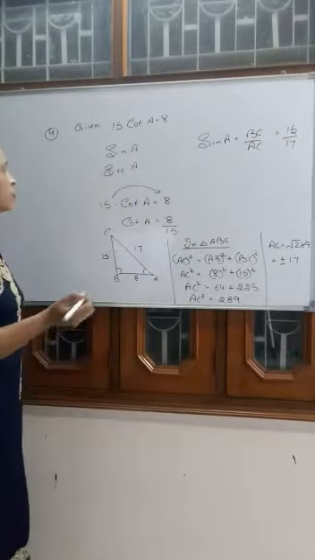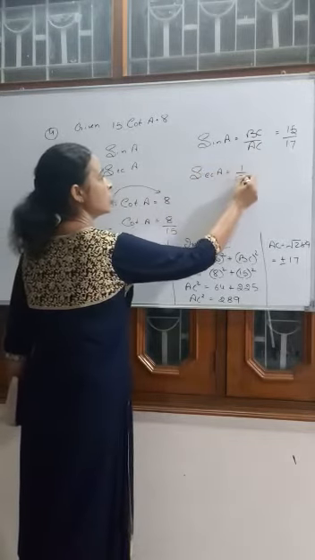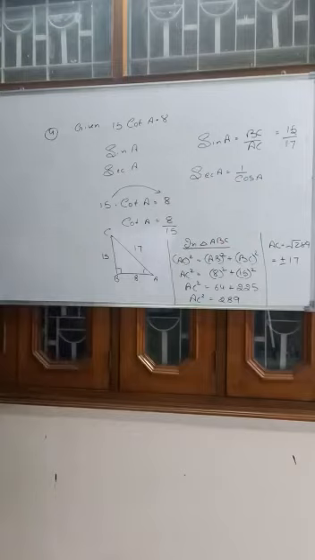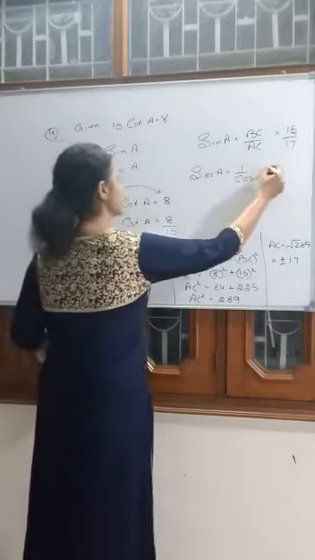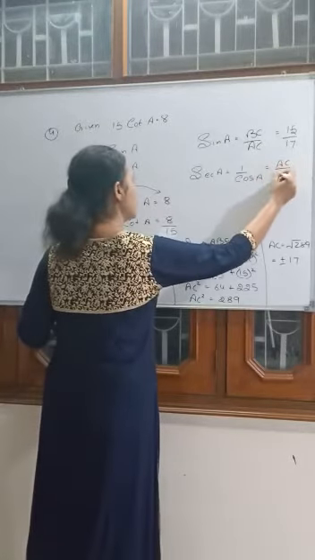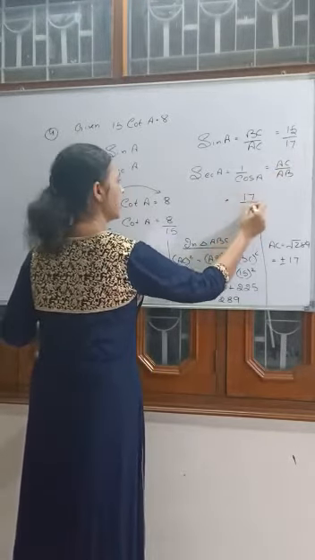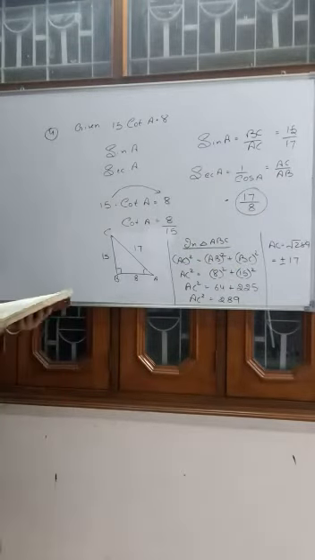Next, what we have to find? Sec A. What is sec A? 1 upon cos A. Or what we can write? Sec A is hypotenuse upon adjacent side. Which is hypotenuse? AC upon AB. That is 17 by 8. Clear? Pause the video and note it down.